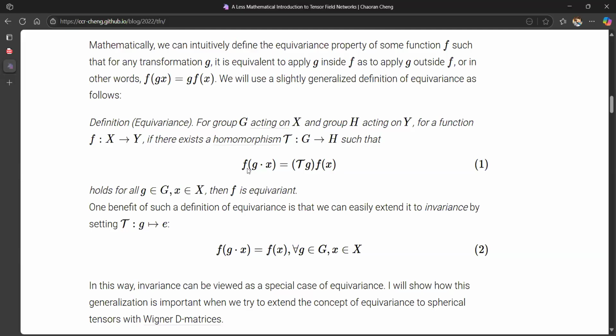So here you put the neural network on transformed data. Here you put the neural network on data and then transform that. So it's not the same. You have to transform the output in an appropriate way, but after you transform it, it's the same. Equation 1 is more general, and Equation 2 is invariance. Invariance is when the output doesn't change, and equivariance is when it changes in a predictable, described way. Yes.